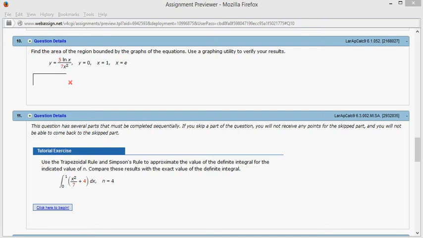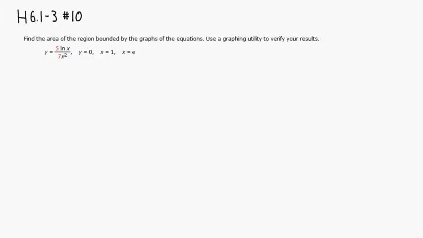Alright, let's look at homework 6.1, 6.3, problem number 10. We want to find the area of the region bounded by these curves. So x is going from 1 to e, and this is probably the top bound, and y equals 0, so the x-axis is going to be the bottom bound. Alright, so let's do that.